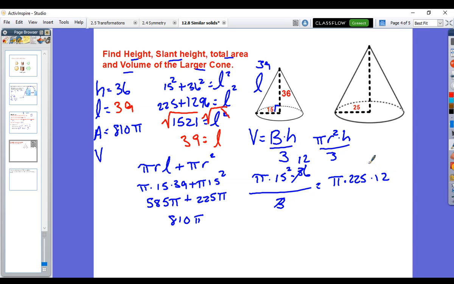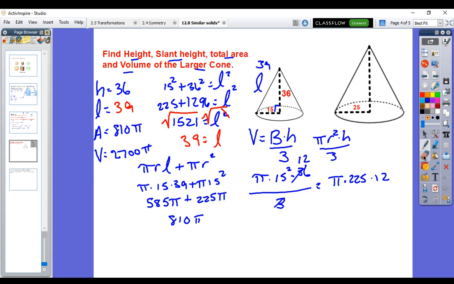Let's go ahead and multiply that. So 225 times 12 gives us 2,700 pi. And we're going to leave the pi on there. Again, keep it in terms of pi. If they want an exact number, this is it right here. If they want an approximate number, whether 1 decimal, 2 decimal, or 3, then you go ahead and multiply it and round it then. But try not to round it too early.